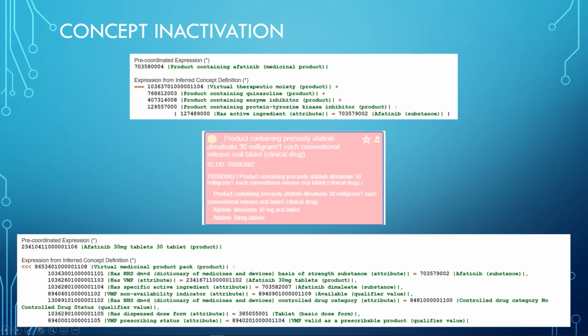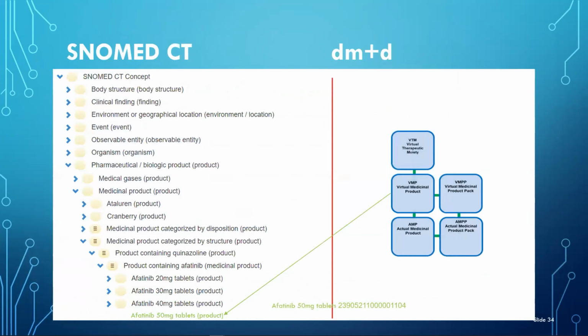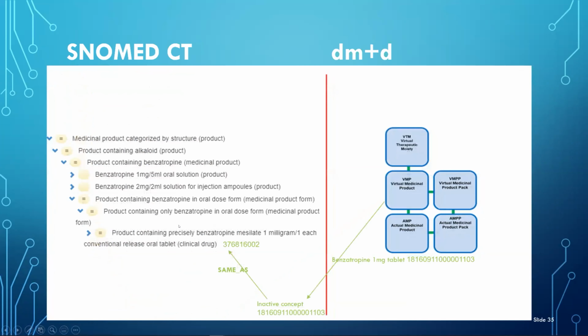So you can see DM&D codes coming in and replacing SNOMED CT codes, and the SNOMED CT code being inactivated. But we can also see new products coming in and then being added to the ontology.